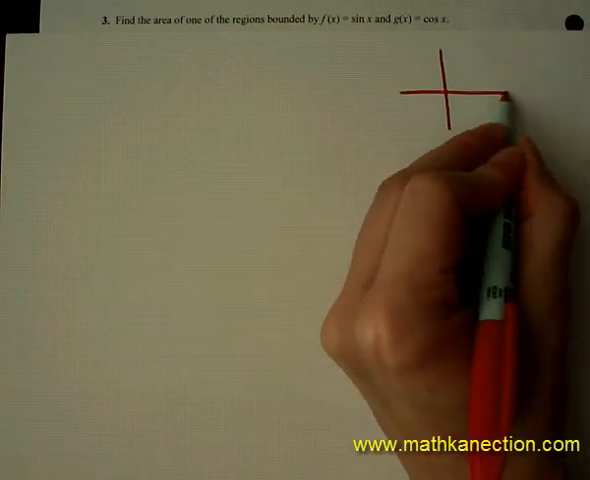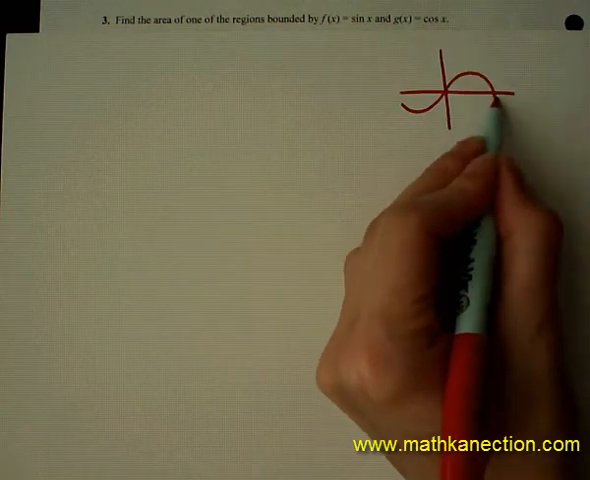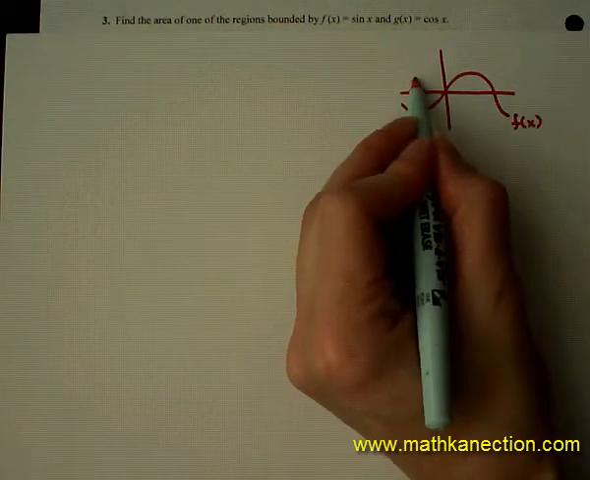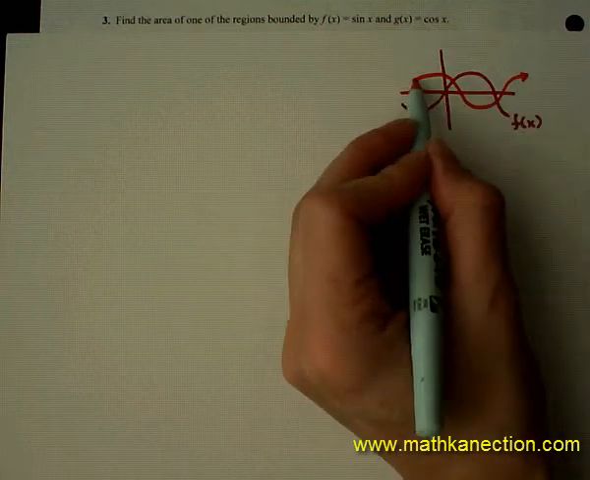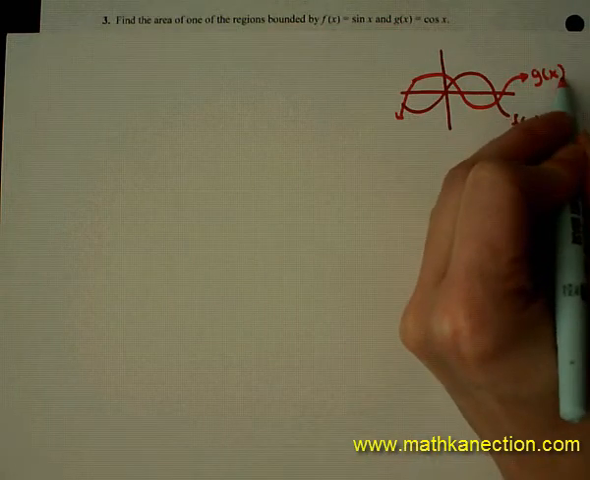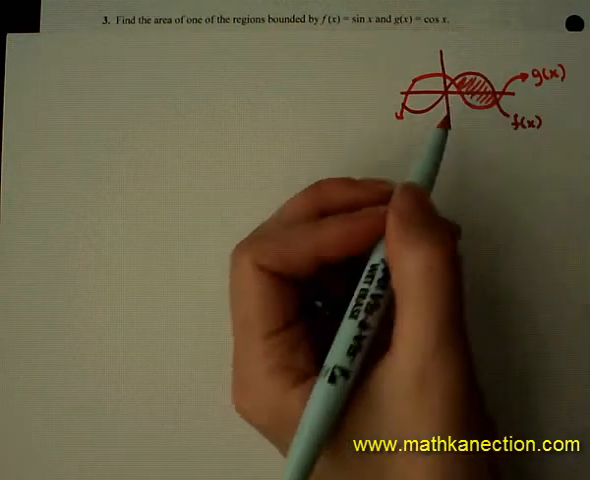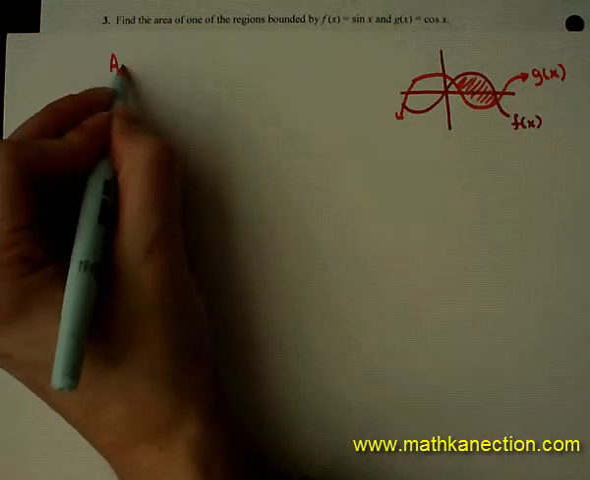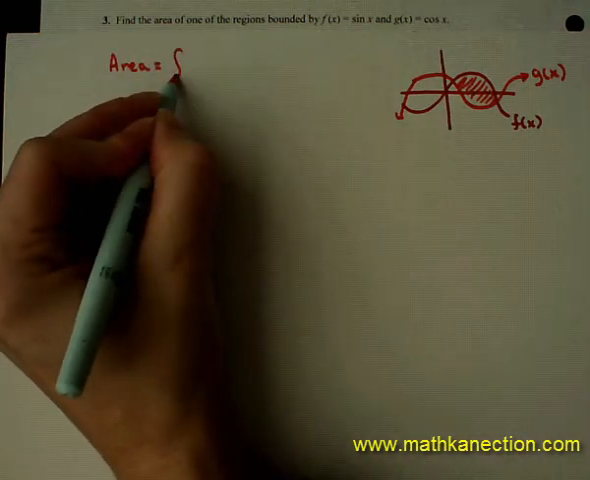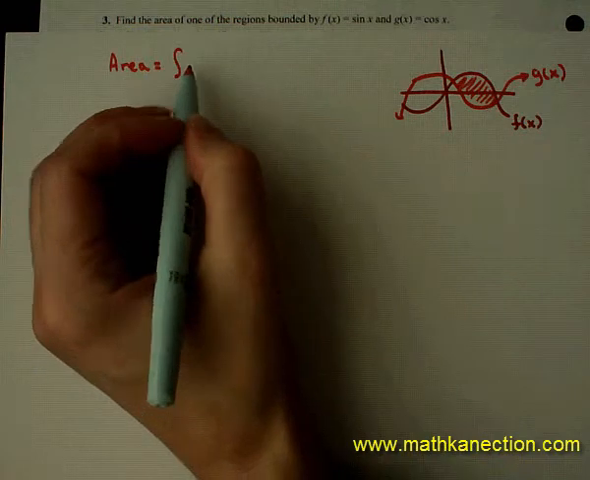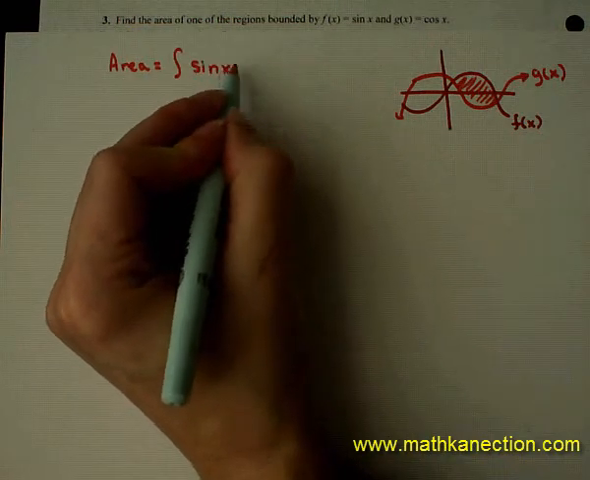We're going to find the area of one of the regions that's bounded by f of x is equal to sine x and g of x is equal to cosine x. We need to calculate the area of the top function minus the bottom function. The top function is g of x, and the bottom function is f of x.